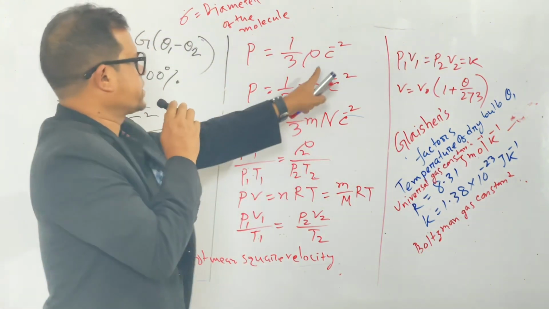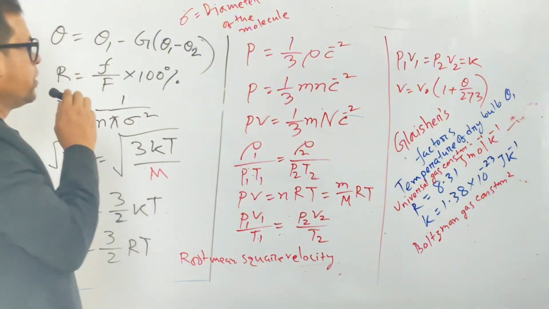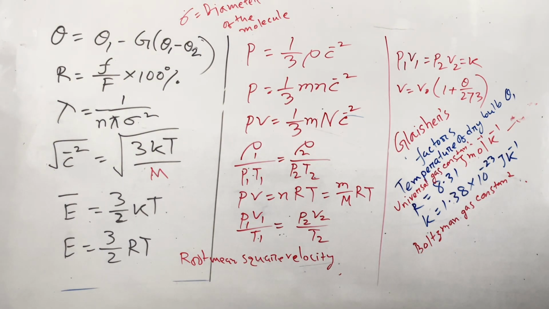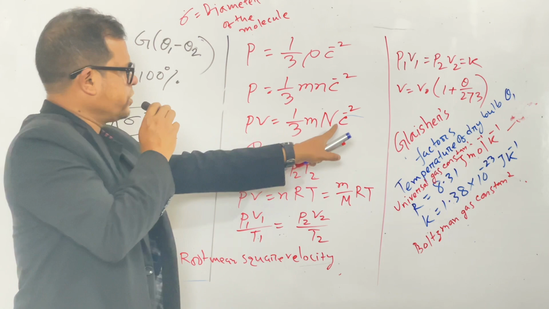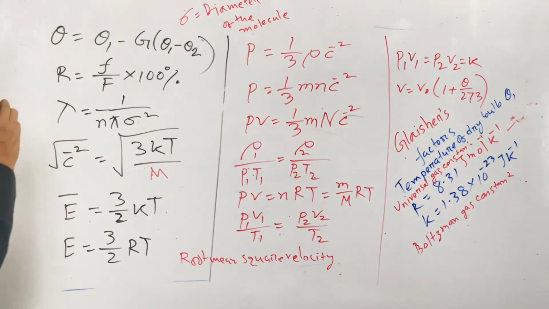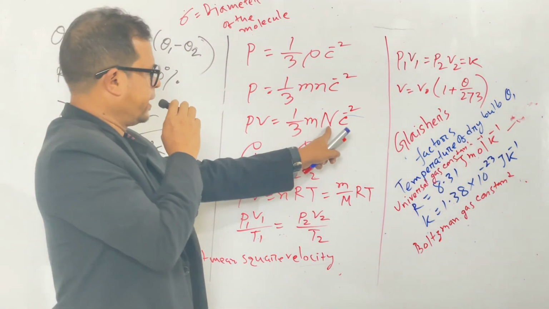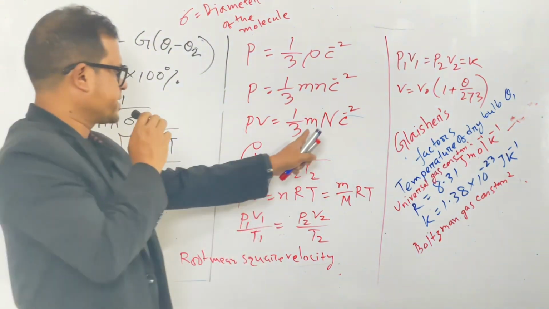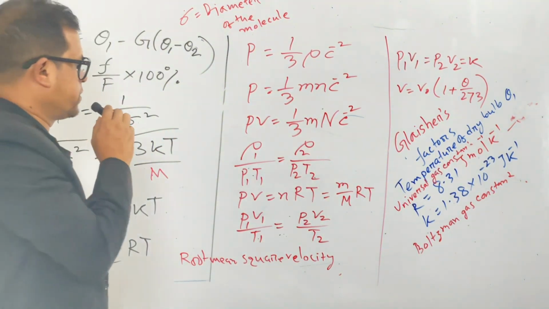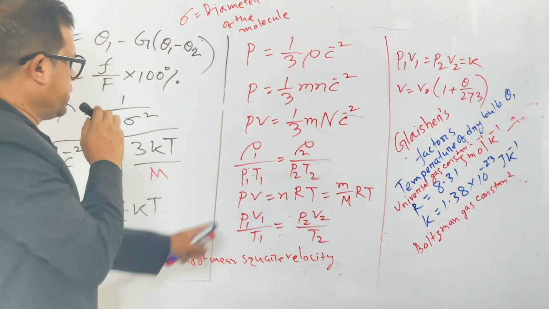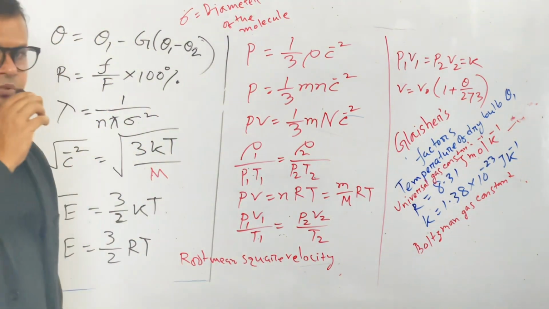Okay, if you know just rho, you can find out P equal to 1 by 3 rho C bar square. PV equal to 1 by 3 M C bar square. If you know M, capital N, the number of molecules, M is the mass of each molecule, C bar is the velocity, this is the square velocity, P is the pressure, V is the volume.